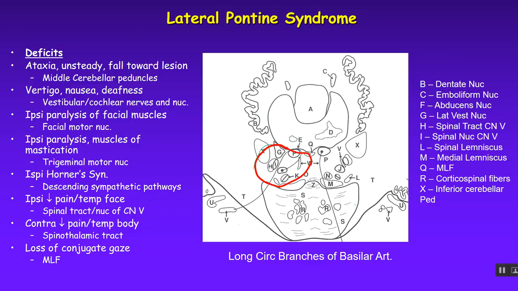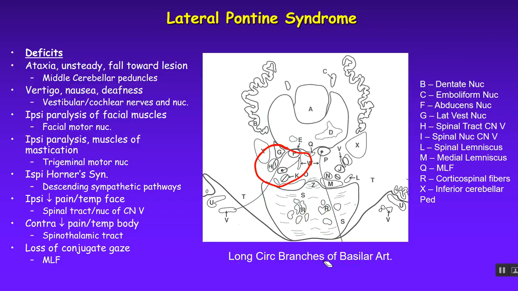So here's lateral pontine syndrome. That's the general location. It typically involves the long circumferential branches of the basilar artery. The basilar artery sits here. We have the short paramedian branches that supply this more medial aspect. Then we have these long circumferential branches that wrap around to supply the posterolateral portion of the pons.